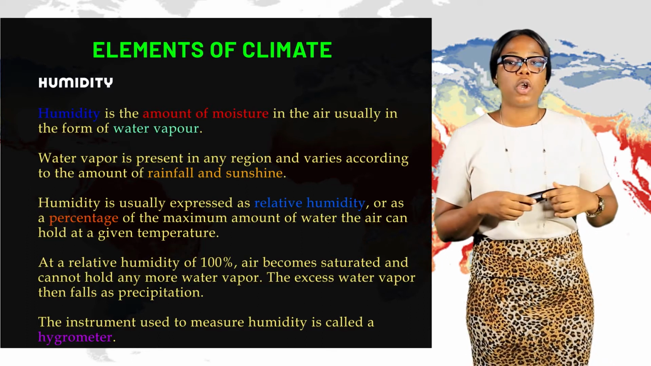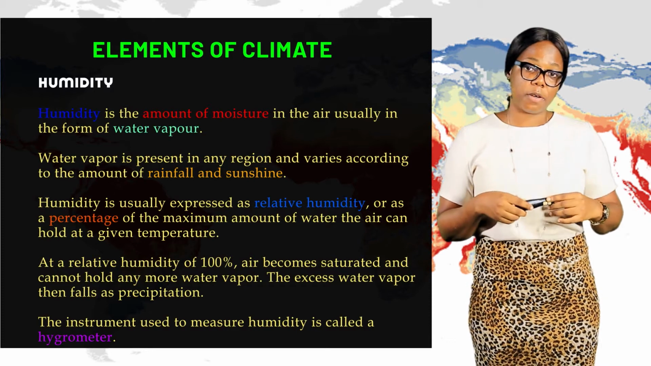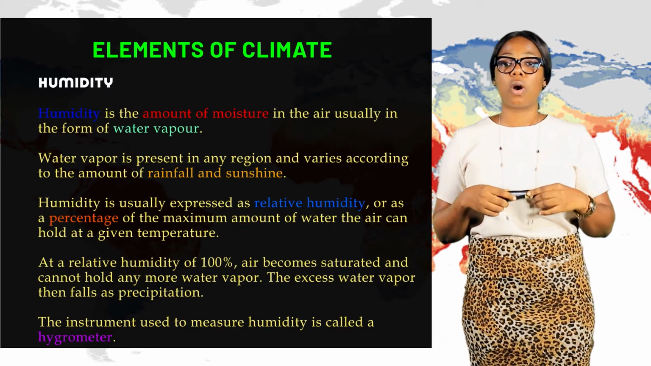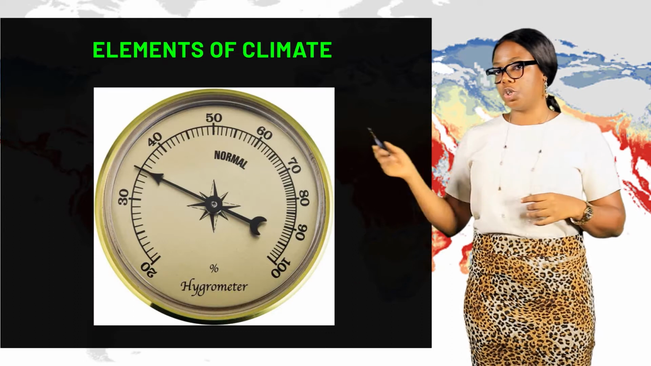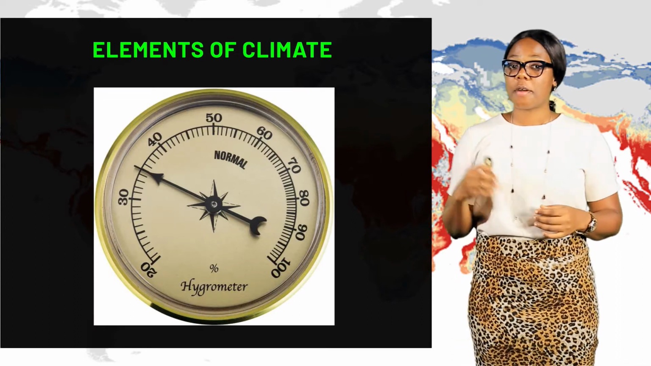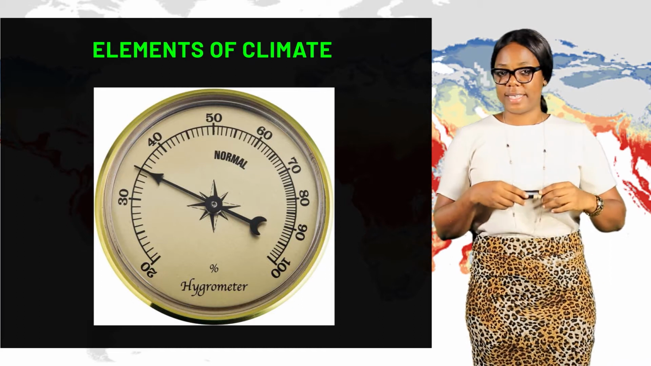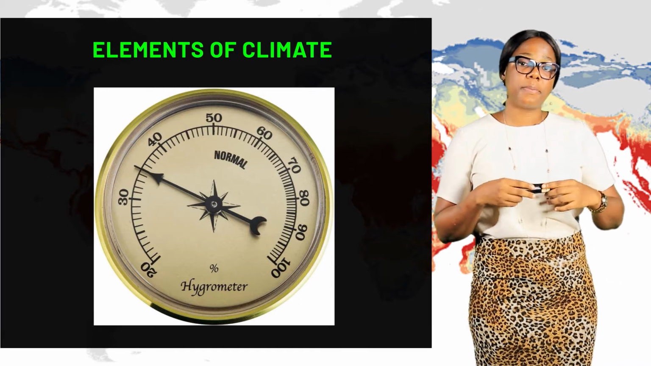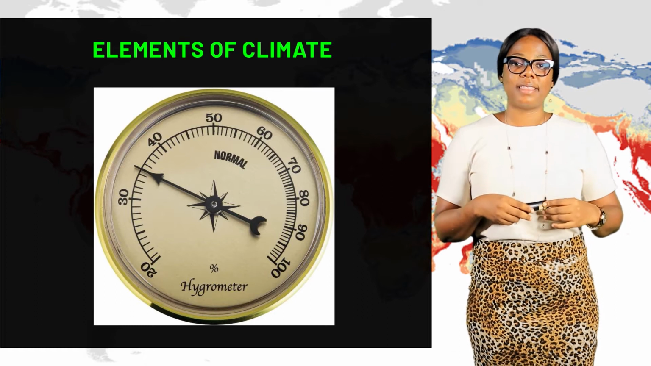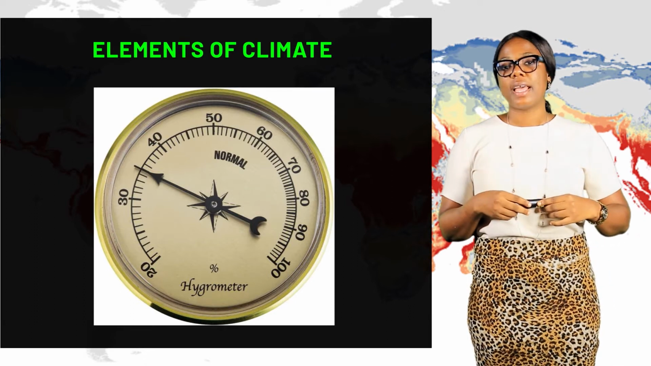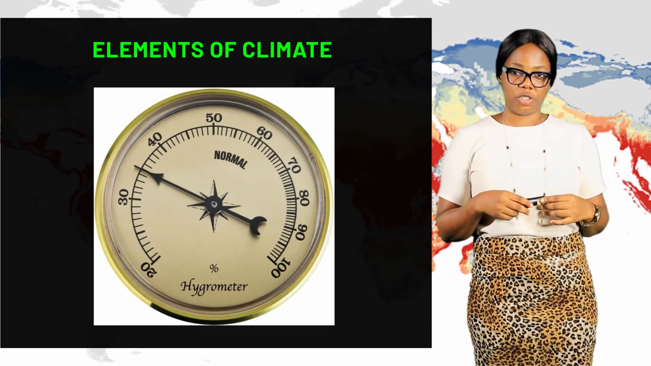The instrument used in measuring the humidity of a region or an area is called the hygrometer, which is shown on the screen. From the image, we can see that the hygrometer is calibrated in tens. When it gets to 100%, it means the air in that region is saturated and can no longer hold moisture.